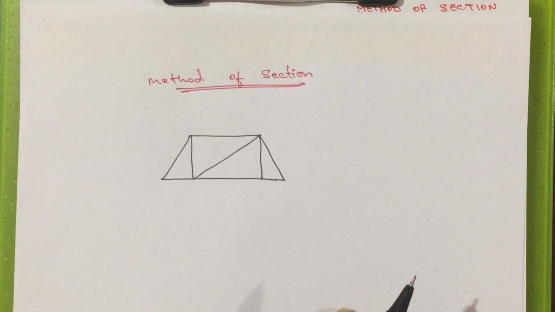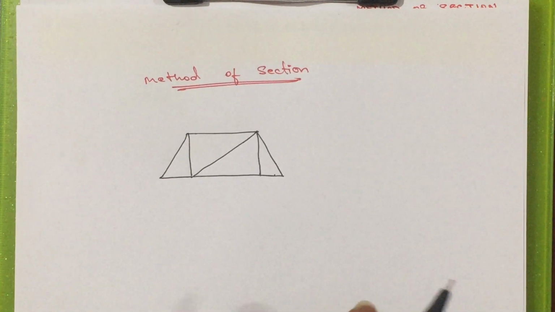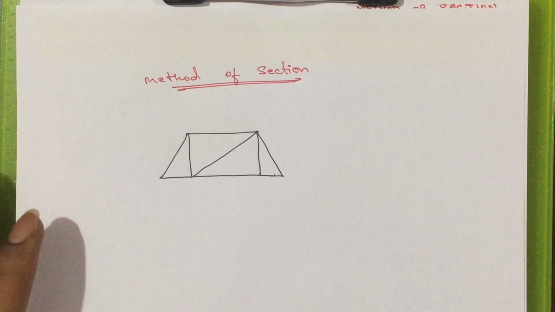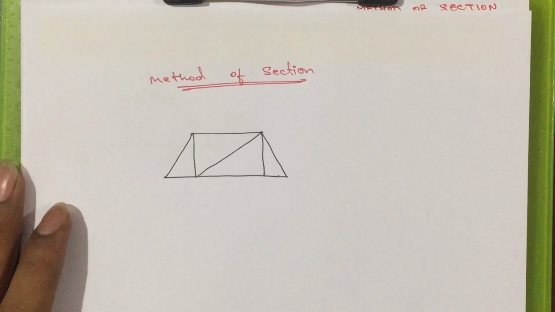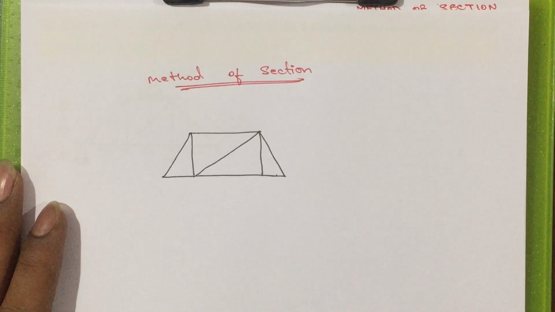If we come to the method of sections now, in the actual procedure, first we need to draw the section line. What do you mean by section line? Section line is nothing but a straight line. It may be horizontal, vertical or inclined. So, where are you going to draw the section line and how are you going to draw it?